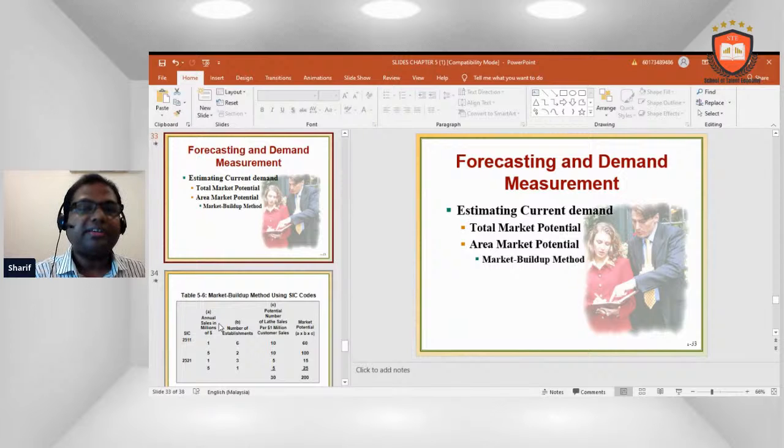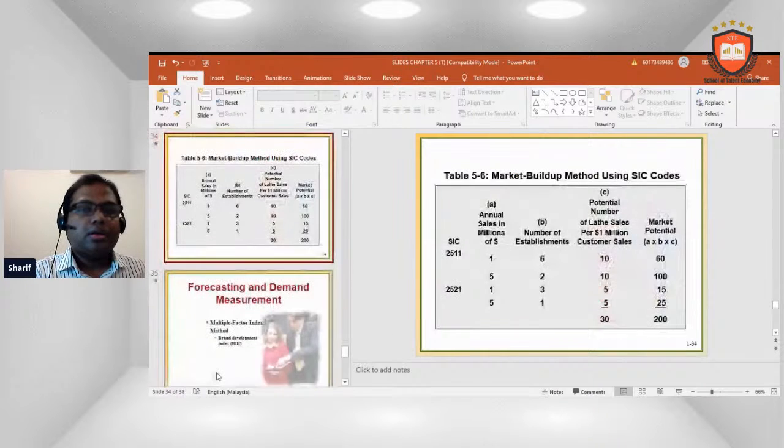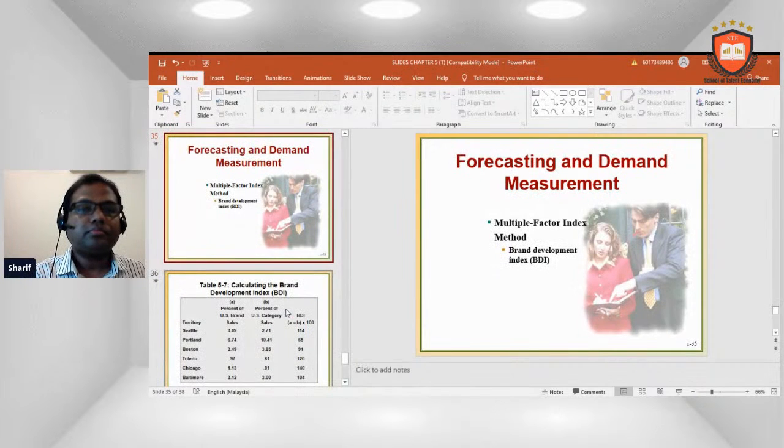Forecasting demand and measures: estimated current demands, total market potentials, area market potential, market build-up methods. When we do the market build-up methods, at that time we have to understand annual sales in millions, number of establishments, potential number of lead sales, and market potential. So, forecasting and demand measure.